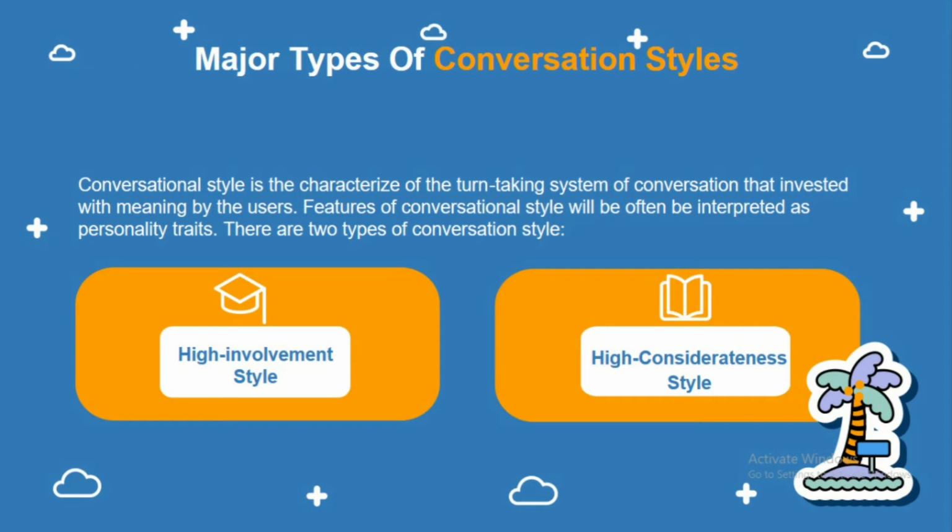There are 2 major types of conversational style. The first one is high involvement style. Some individuals expect that participation in a conversation will be very active. That speaking rate will be relatively fast, with almost no pausing between turns, and with some overlap or even competition between turns.